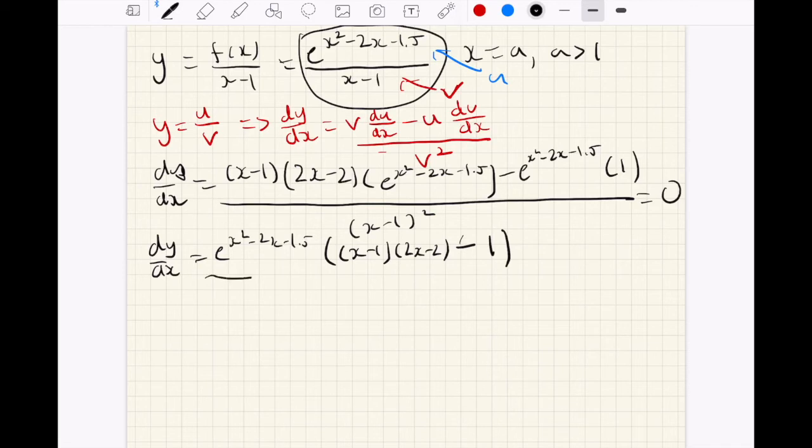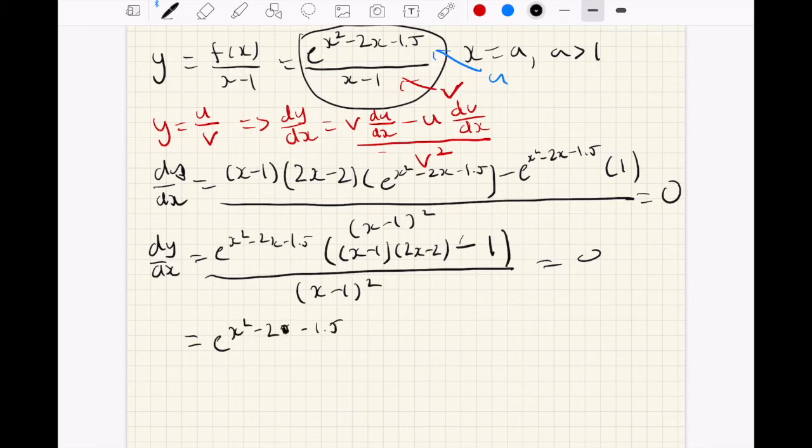And all of this divided by (x minus 1) squared. Again, this is still equal to 0. Now, why did that actually help us? Actually, we can further simplify this. Minus 1.5, sorry, here.